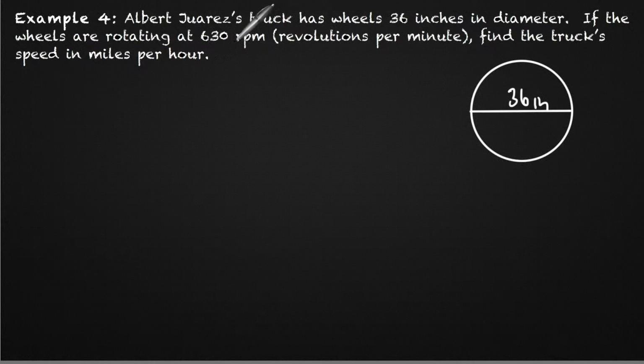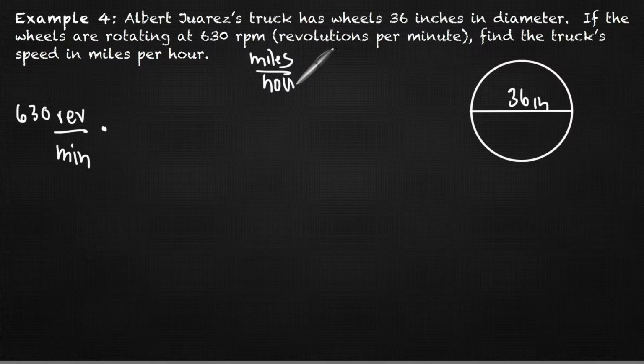Okay, so always start with what they give you. 630 revolutions per minute, that is speed. We want to convert that to a different way of measuring speed, miles per hour. So let's write it out. 630 revolutions per minute. And I highly recommend you don't write RPM because that doesn't mean anything. You need to know which units are on the top and which units are on the bottom. So revolutions per minute. So we need to convert that to miles per hour. So at the end of all of this process, we need to have miles as the only units on the top and hours on the bottom.